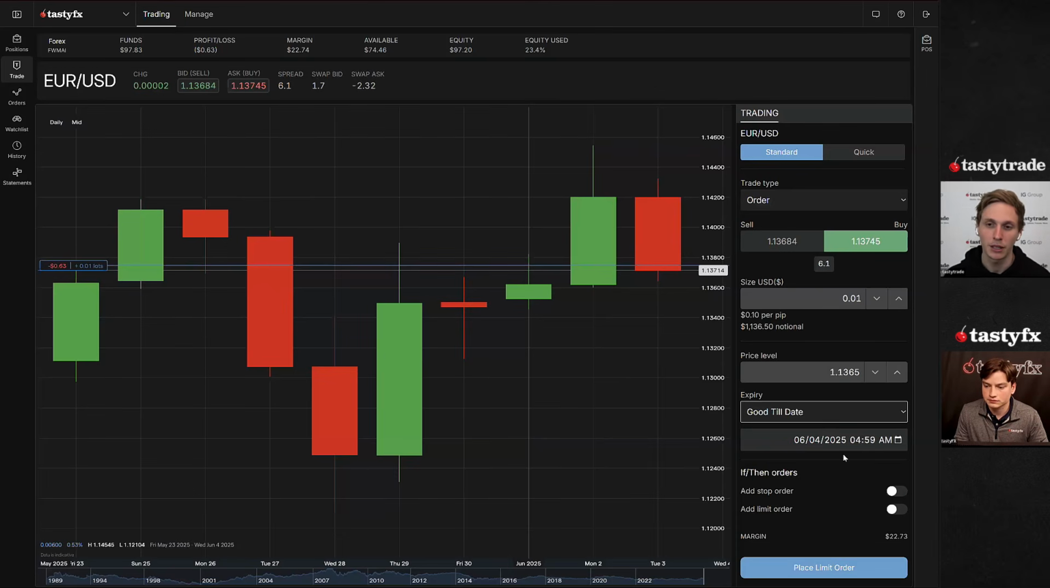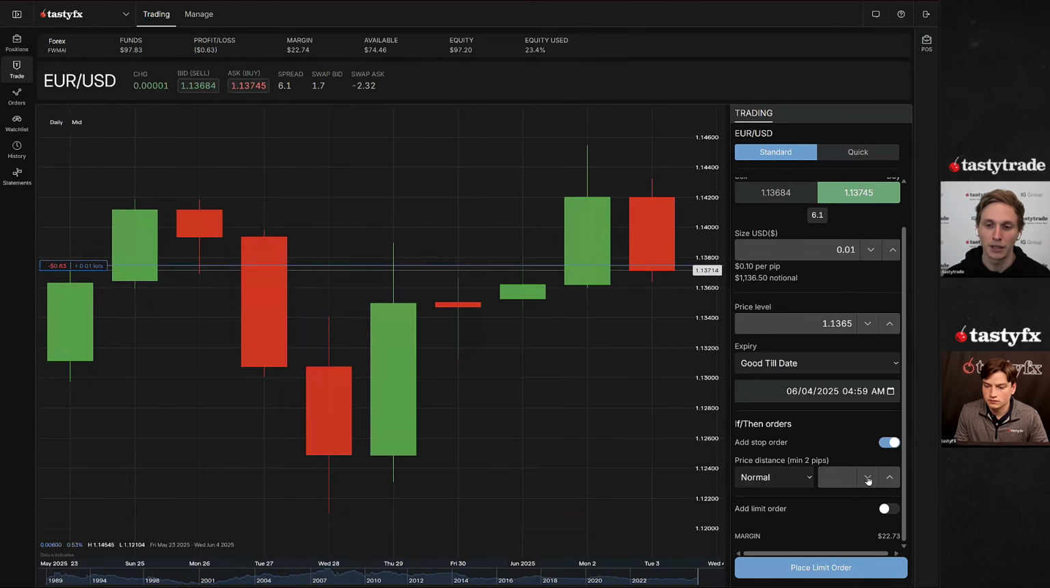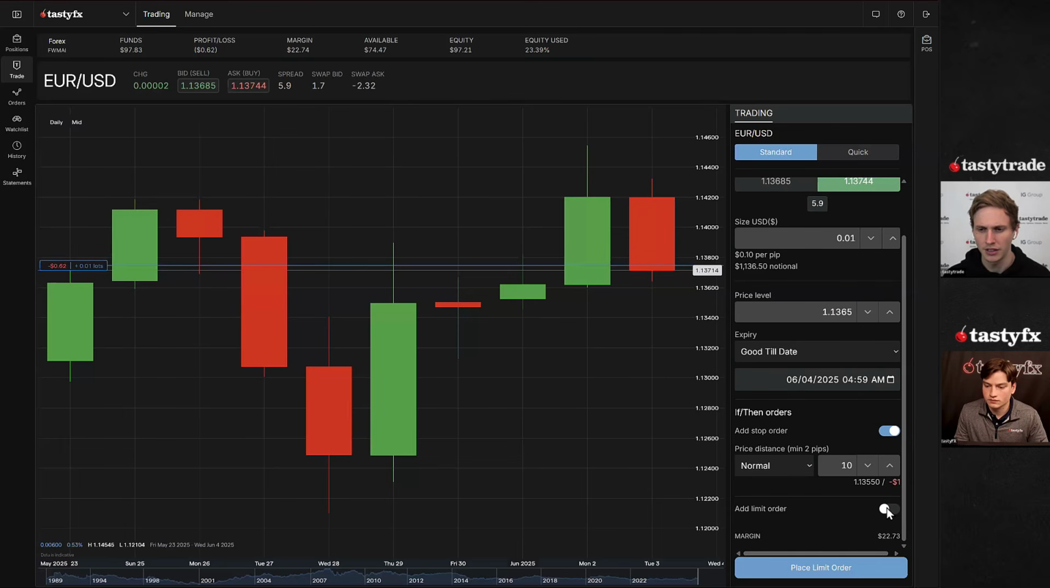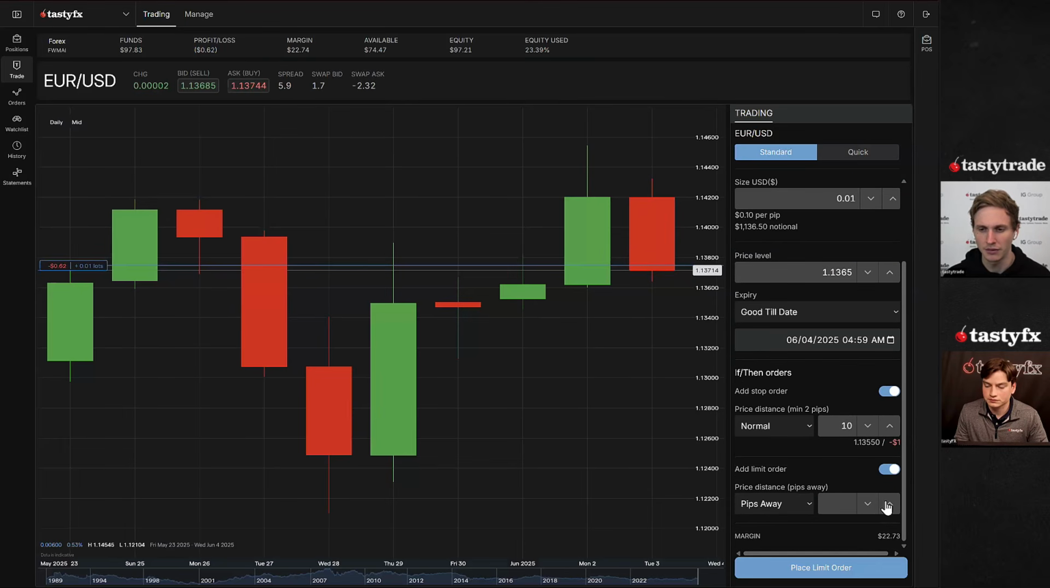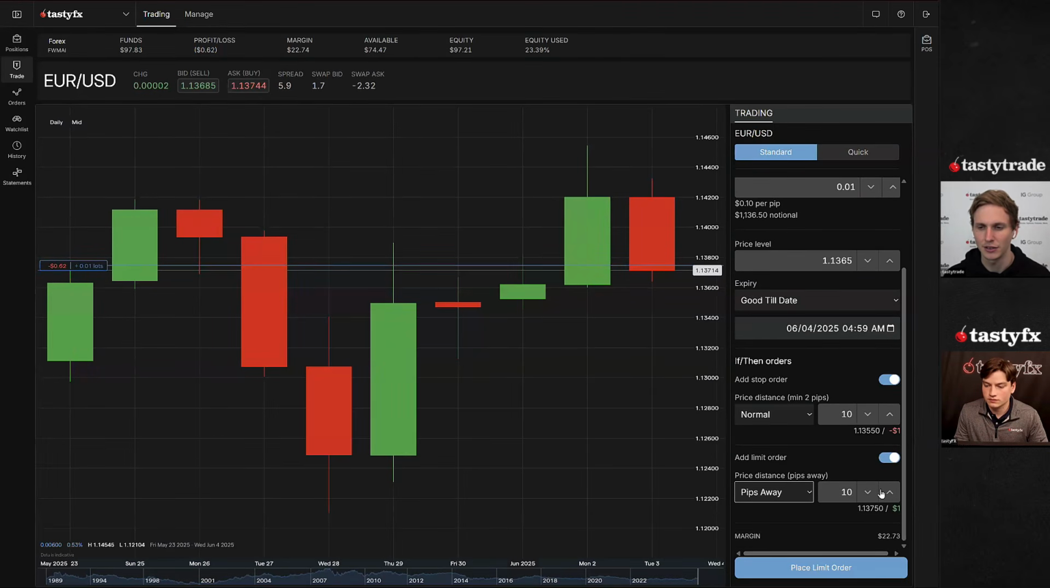What's super, super nice about the order ticket here on the tastyfx interface is that we can set up our stop loss and take profit within this opening order ticket as well. So we can set up our stop there based on the amount of pips. We can use the arrows or we can type it in as well in terms of determining where we want to set the stop loss. We can do the same thing for the take profit. And maybe do like 20 on each.